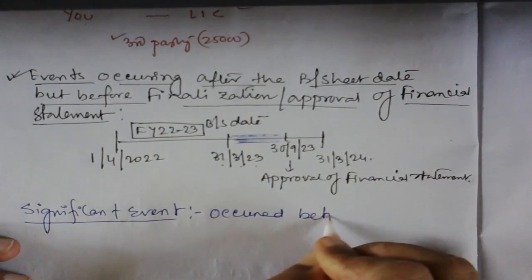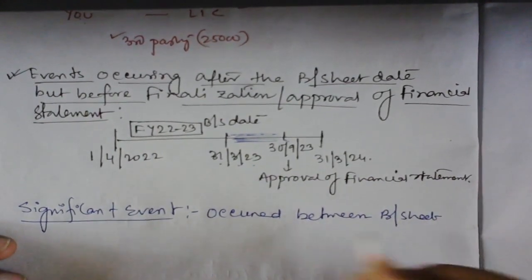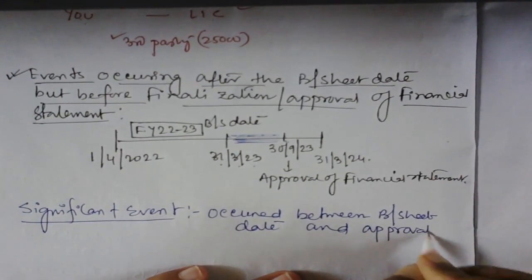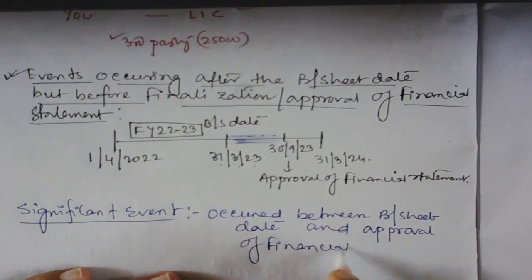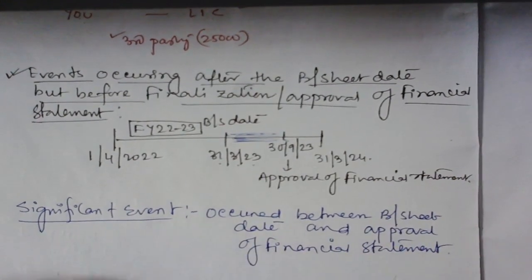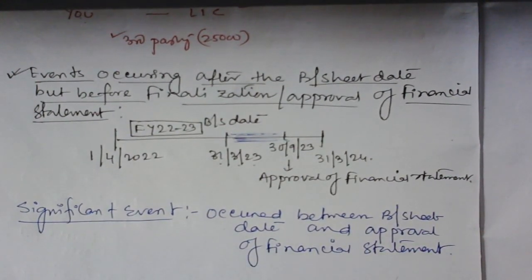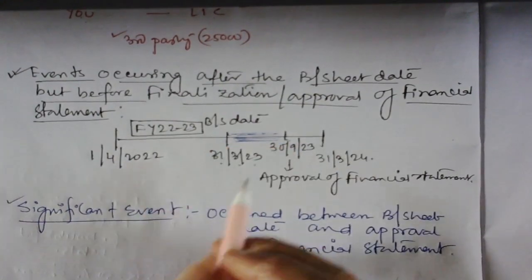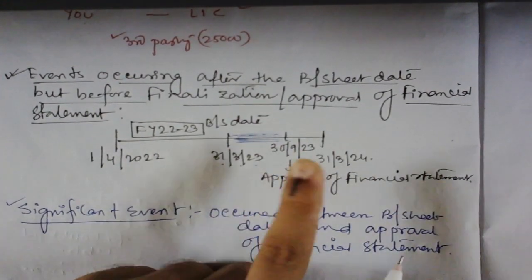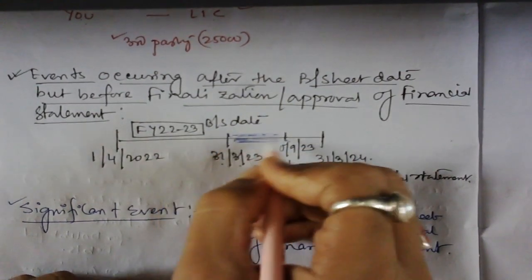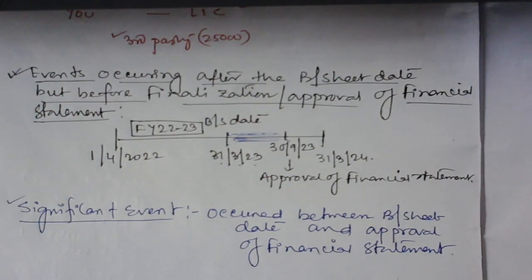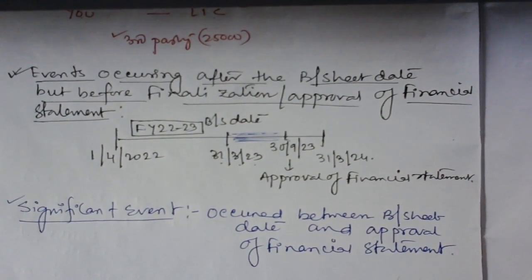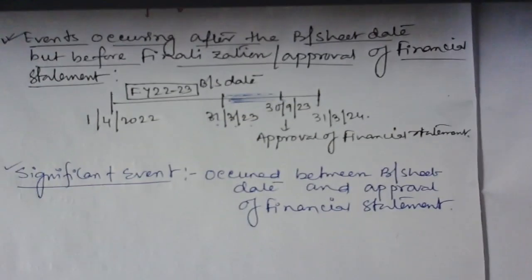Occurred between balance sheet date and approval of financial statement. So guys, please remember, significant event means in between this period something happened. Ye aapko likhke rakhna hai, bahut important hai. So in dono ke beech mein koi agar ghatna hua hai, event hua hai, to usko significant event kehlaya jata hai. Theek hai sir? Isko significant event bola jata hai.